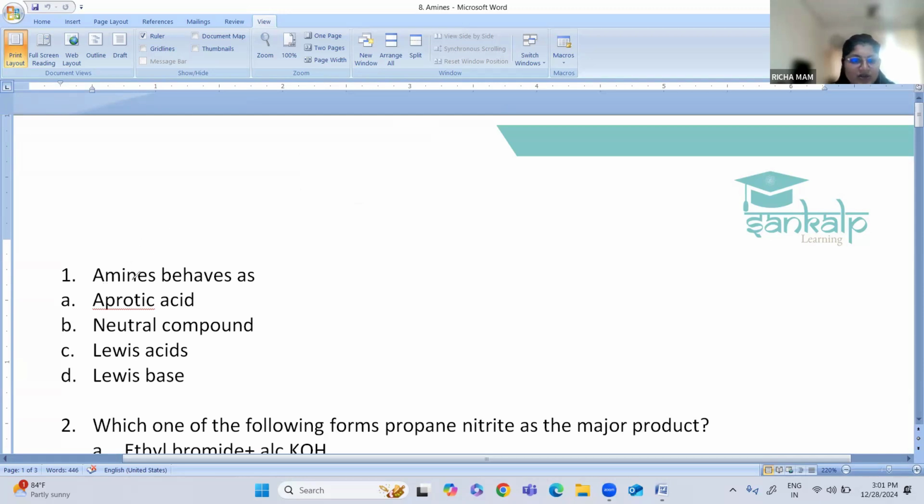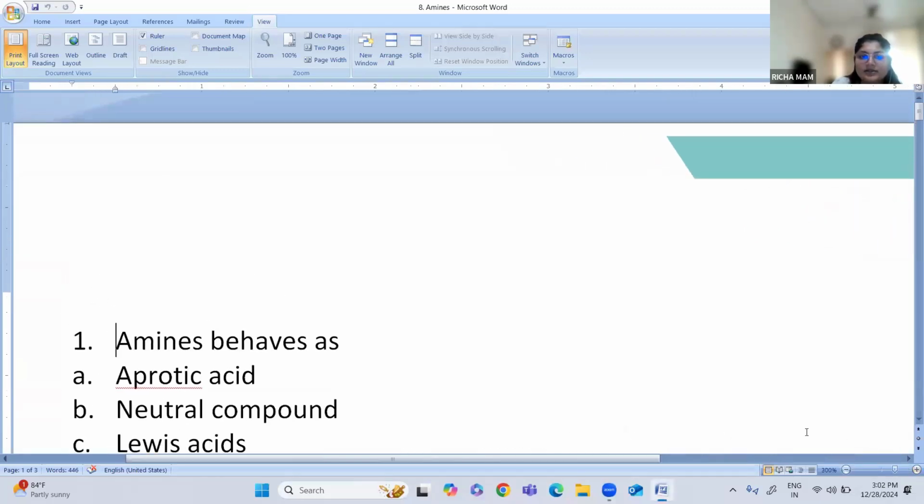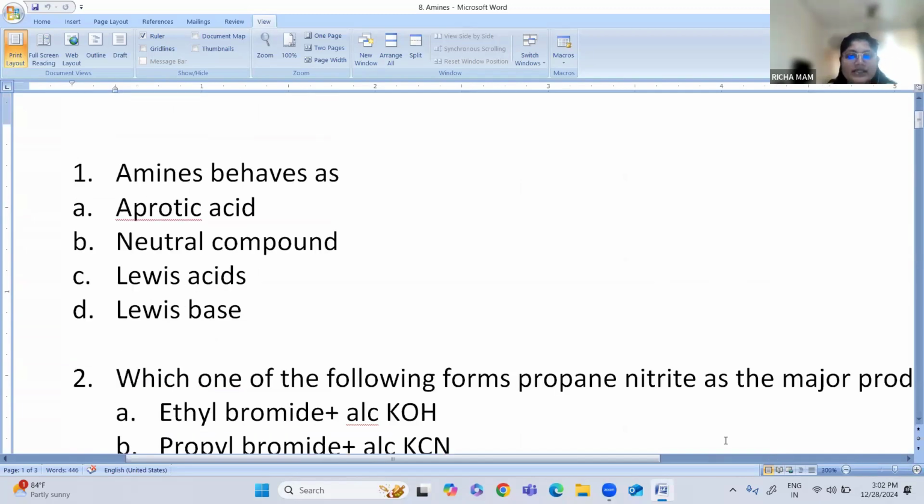This is the first question. Amines behave as: A, a protic acid; B, a neutral compound; C, a Lewis acid; and D, a Lewis base. So how do these amines behave? As we know, amines are represented by RNH2. RNH2 is the functional group for amine.